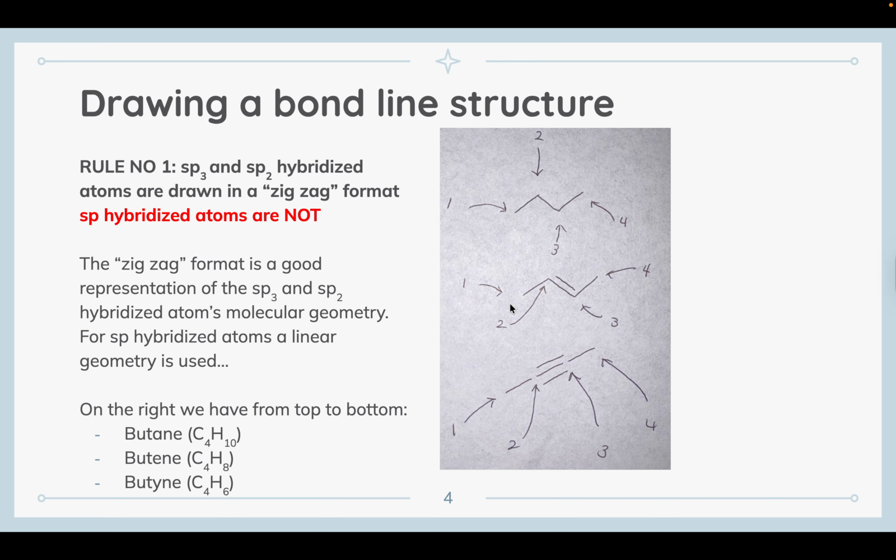The one below is 2-butene. The first and the fourth carbons are sp3 hybridized, but the second and third are sp2. It is still drawn in that zigzag format. The reason both of these work is that the zigzag format is a good representation of the molecular geometry given by the hybridization. sp3 typically has a tetrahedral structure, while sp2 has a trigonal planar one. Both of them are best represented in that zigzag. Now notice, sp hybridized atoms give us a linear geometry as such.